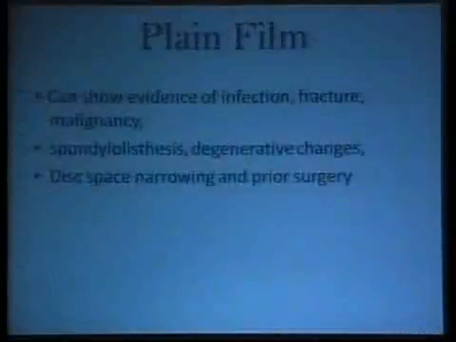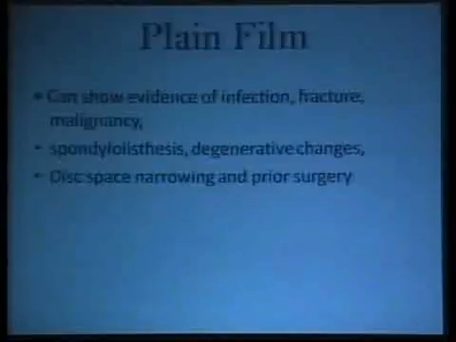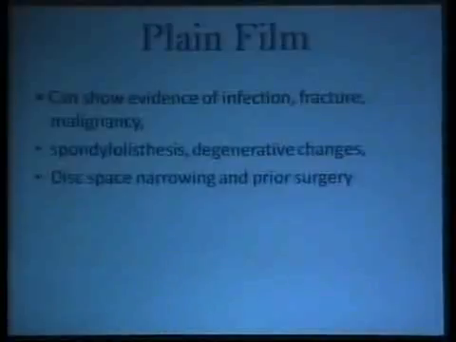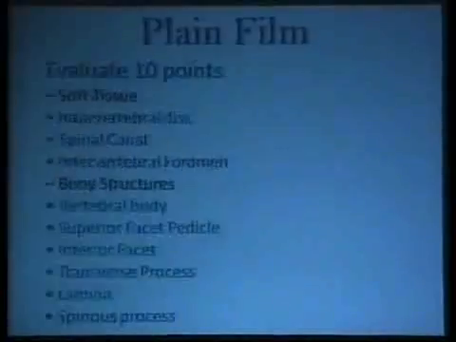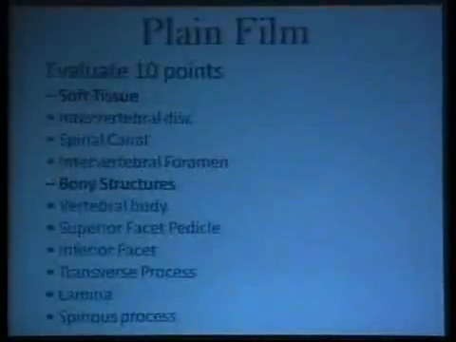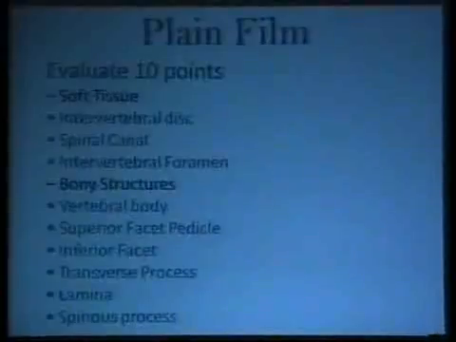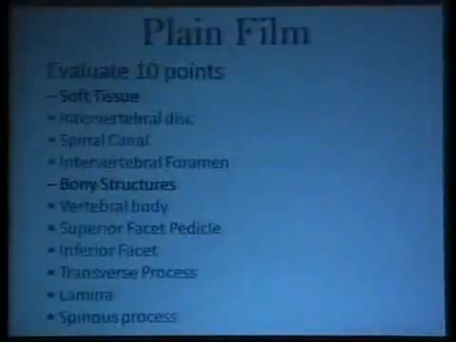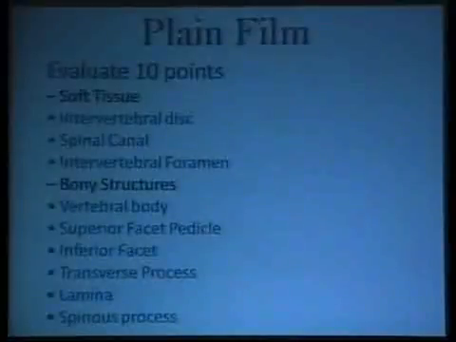Plain film can be done and it can show evidence of infection, fracture, or malignancy, spondylolisthesis, degenerative changes, disc space narrowing, and evidence of prior surgery can be seen on the plain film. You can evaluate about 10 points in soft tissues and bony structures, including the intervertebral disc, spinal canal, intervertebral foramen, vertebral bodies, superior facet, inferior facet, transverse processes, lamina, spinous processes.